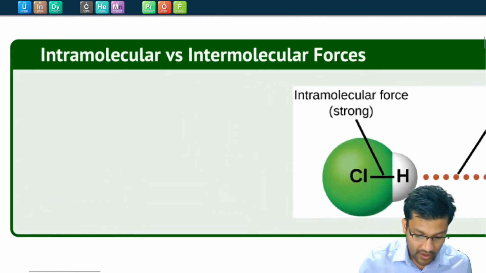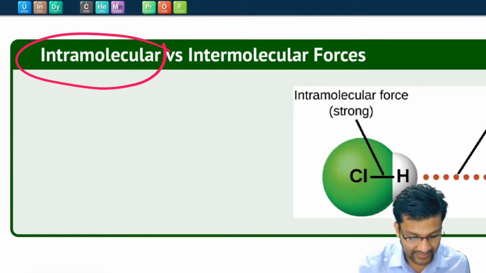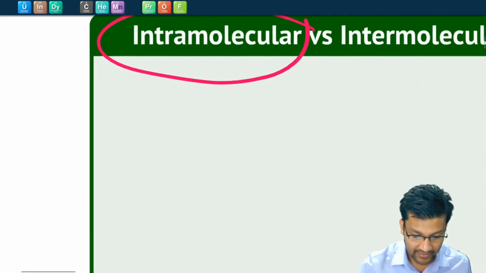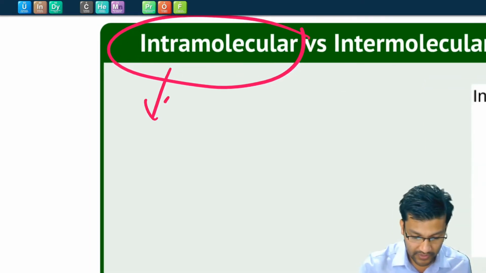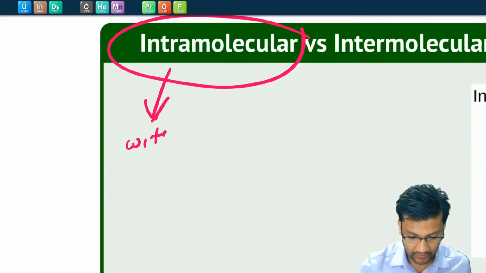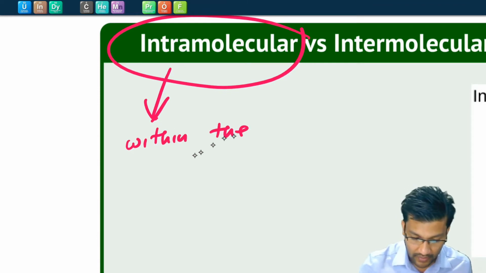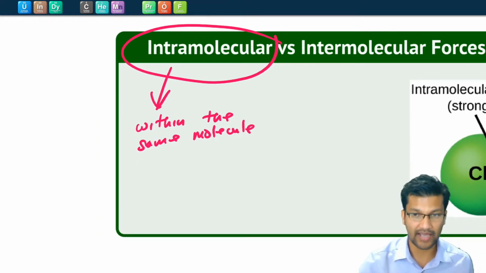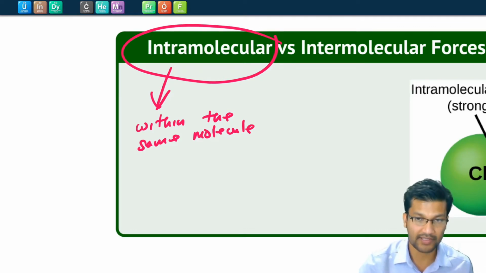So far, we've looked a lot at the intramolecular forces in molecules, and intramolecular forces are simply the forces within the same molecule. So we looked at this when we talked about the types of bonding between atoms when they come together to form molecules. For example, covalent bonding or ionic bonding or metallic bonding.